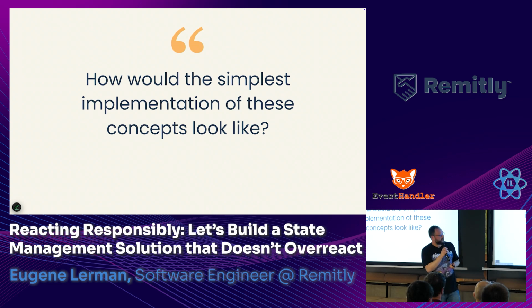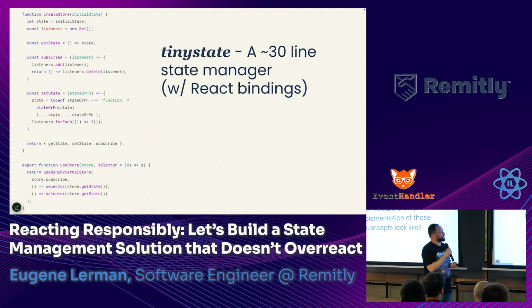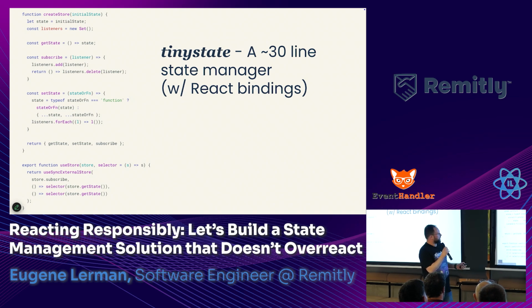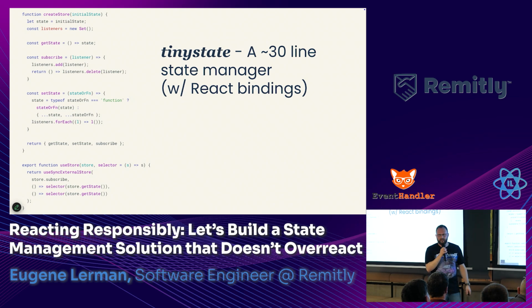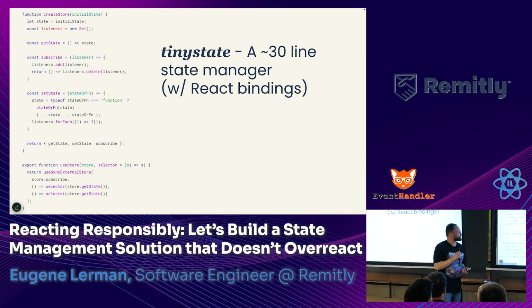OK, now having said that little caveat, here's what I built. This is tiny state. It's less than 30 lines of a state manager with React bindings. And it's production ready. I mean, I think so. By the way, when I say production ready, I mean that you can grok what you're looking at fairly simply. If there are any bugs hiding here, you only have to scan through 30 lines. OK, so let's talk about this. Let's go through this and actually see what it does.